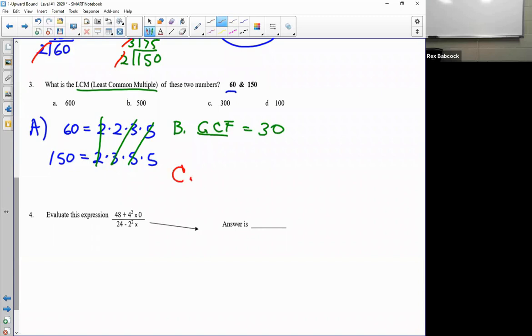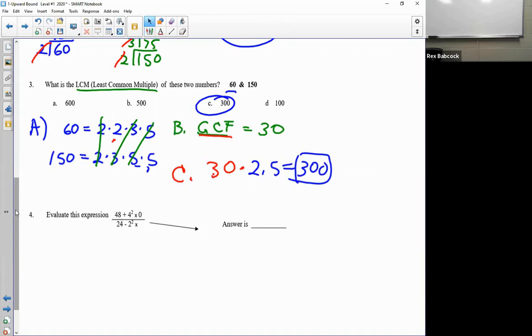Step C, I take the greatest common factor, which is 30, and multiply by leftovers. Up here, there's a 2. And down here, there's a 5. 300, and there is an answer. C is the answer. In other words, by definition, 60 would go into 300 evenly, 150 would go into 300 evenly, and there's not a smaller one that would do that.